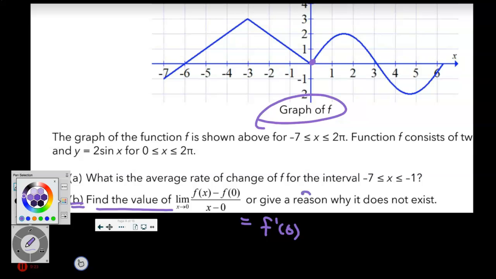It says, give a reason why. That's a little bit more robust of a prompt than to explain, but not quite as big of a prompt as justify. But I'm going to use limits to explain it. It's because when I come in from the left, and not of f of x, because actually the limit of f from the left and the right is 0, but it's the derivatives or the slopes that aren't matching.